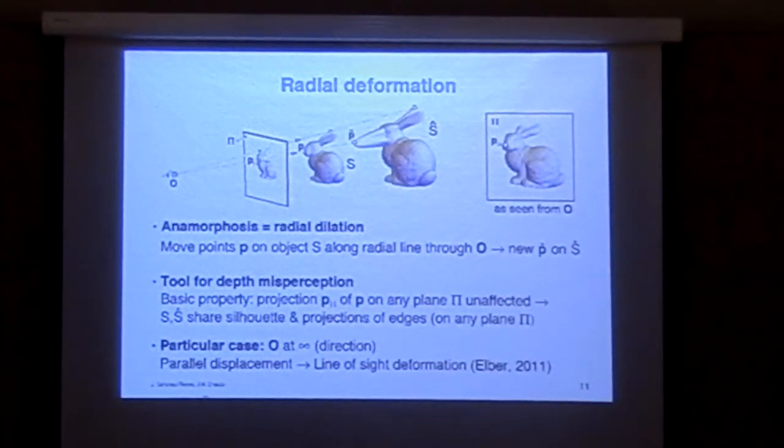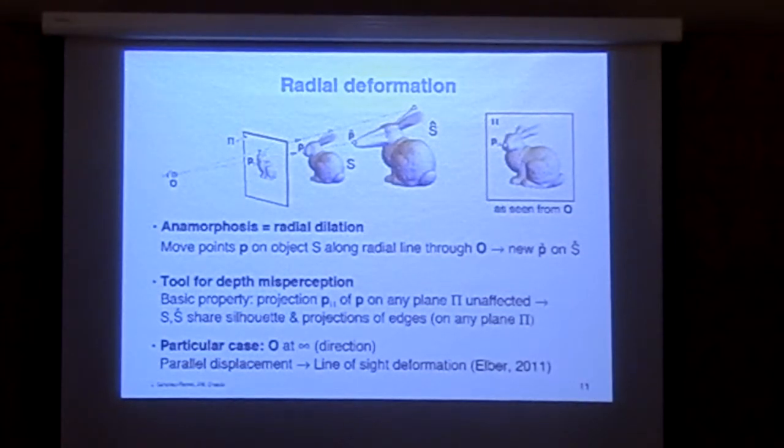The nice thing about this is that it is the right tool for depth misperception, because there is a basic property of this radial dilation, namely that if you project this point onto any plane you fancy, the projection is just the same. As a result, the initial object and the deformed object share the same silhouette, the projection of the edges, so they pretty much look the same. The normals change, which means the shading changes, and we have to fix that with texture. We'll go over that. But this is the main idea.